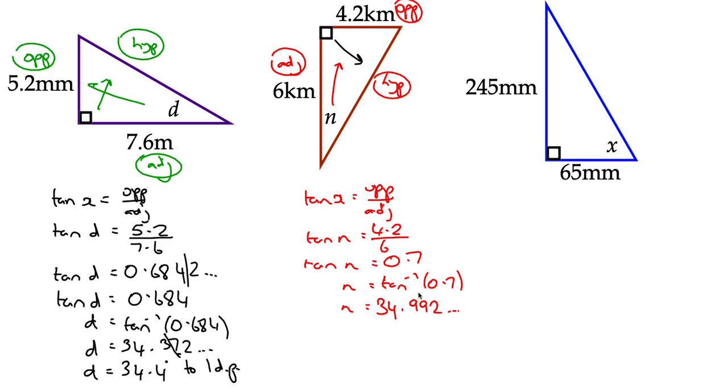34.992. I cut it after 1 decimal place, and the 9 says round up, which of course means that we have to bump up 2 digits, 35.0 degrees to 1 decimal place.